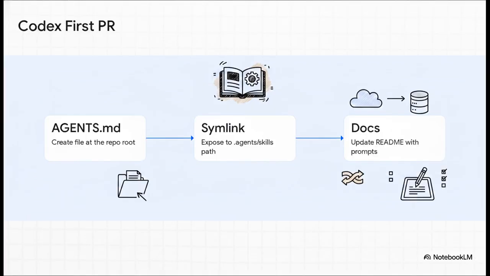For the exact first pull request to port this to Codex, you want to keep it small and local. Step 1. Create that AGENTS.md file at the root of your repo containing those 4 core rules we just talked about. Step 2. Expose the skill path by creating a symlink to .agent/skills. This allows Codex's local discovery to find it without you having to deal with complex plugin packaging right out of the gate. And step 3, make sure you update your README and your examples documentation with validation prompts so your whole team knows exactly how to use it.